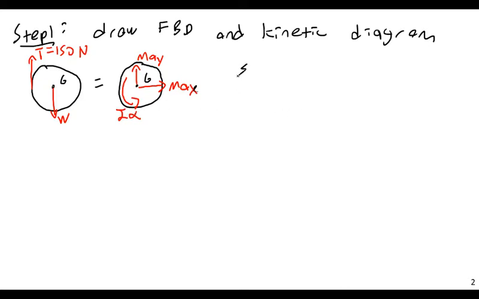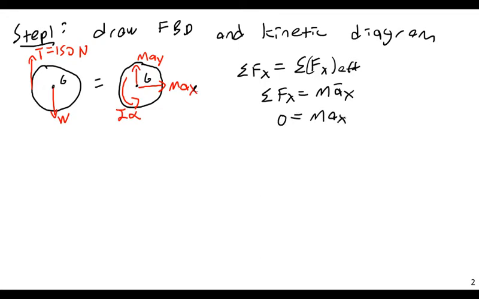So I can do a summation of forces in the X direction, and this will be equal to the summation of effective forces in the X direction, or another way to say this is simply the summation of forces in the X direction is equal to M A X. However, I don't actually have any forces in the X direction, so 0 is equal to MAX, which leads us to the acceleration of the disk in the X direction being 0.